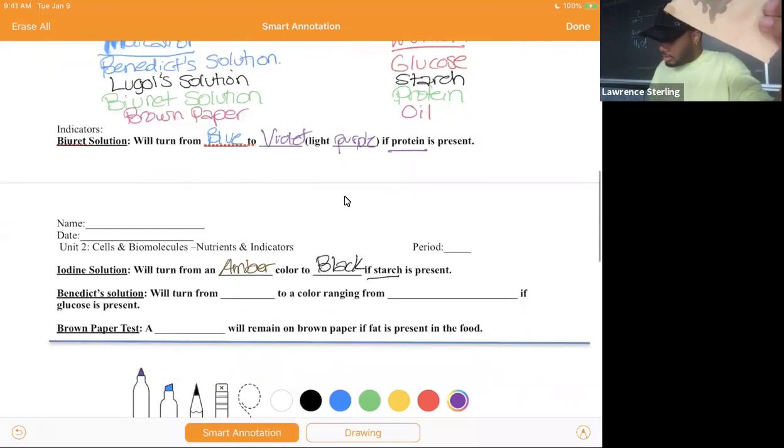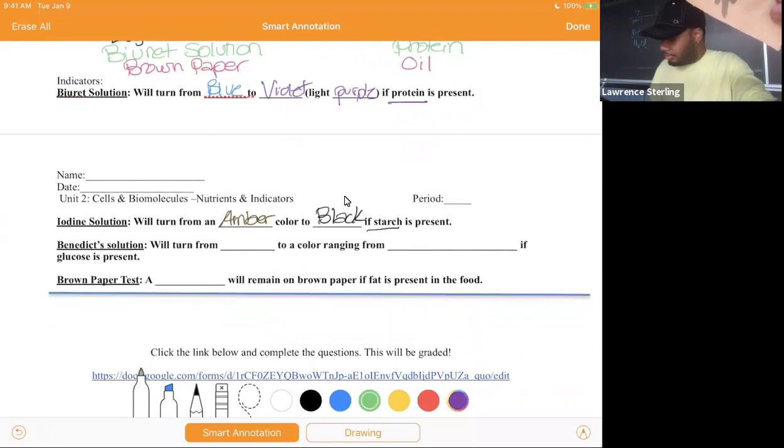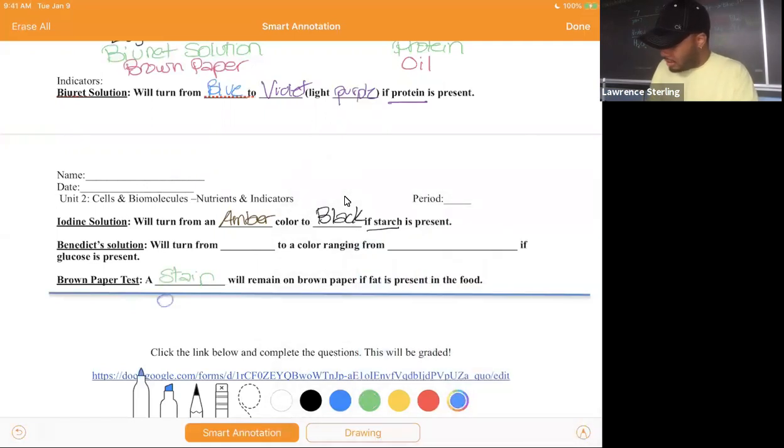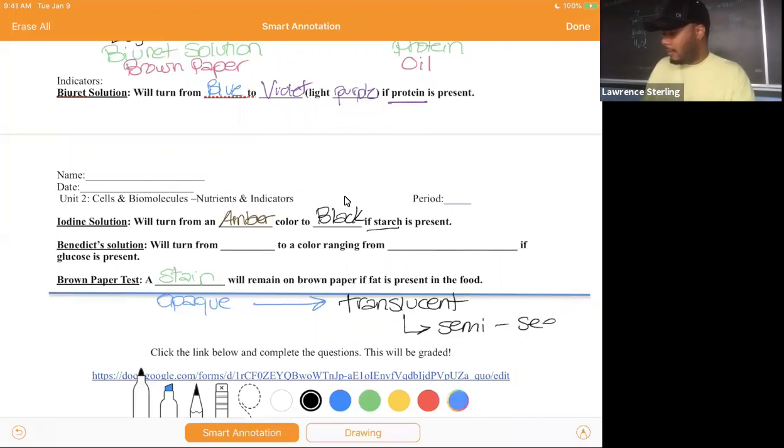So for the brown paper test, a stain will remain on brown paper if fat or oils or lipids are present in the food, right? So that literally goes from, these are the words that you'll use, opaque to translucent. Not to be confused with transparent. Transparent means completely see-through. Translucent means kind of see-through. So semi see-through.